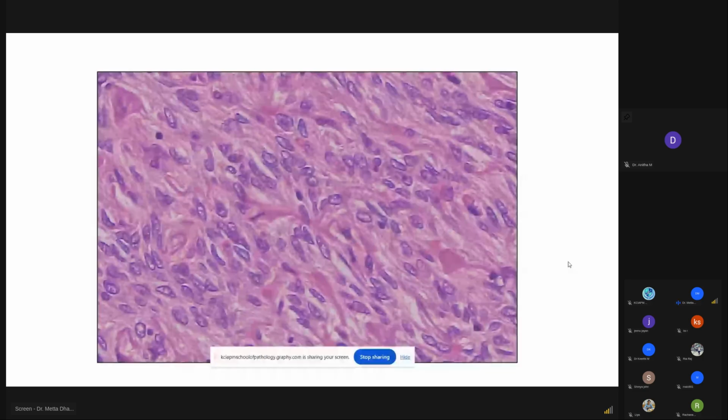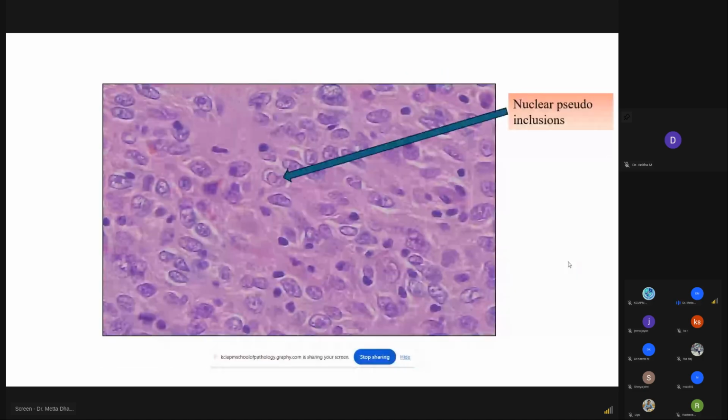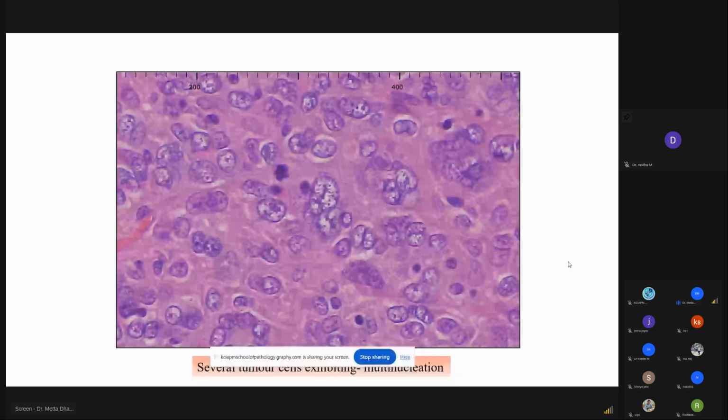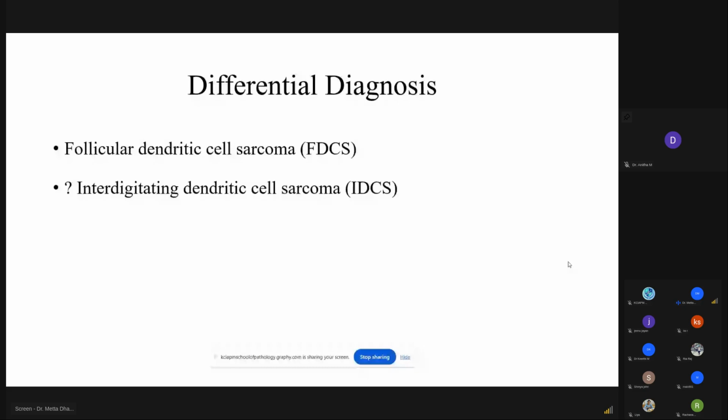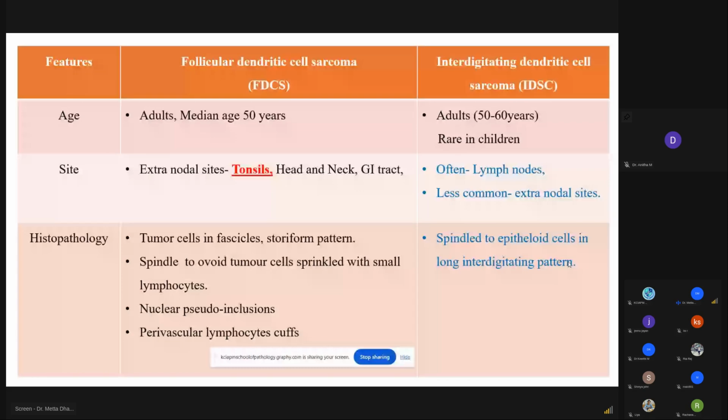Few cells exhibit nuclear pseudo-inclusions. Multinucleated tumor cells are noted in certain areas. These tumor cells are interspersed with sprinkled lymphocytes, and a few congested blood vessels are also seen within the stroma. My differentials are follicular dendritic cell sarcoma and interdigitating dendritic cell sarcoma. The histomorphological features are more inclining towards FDCS.